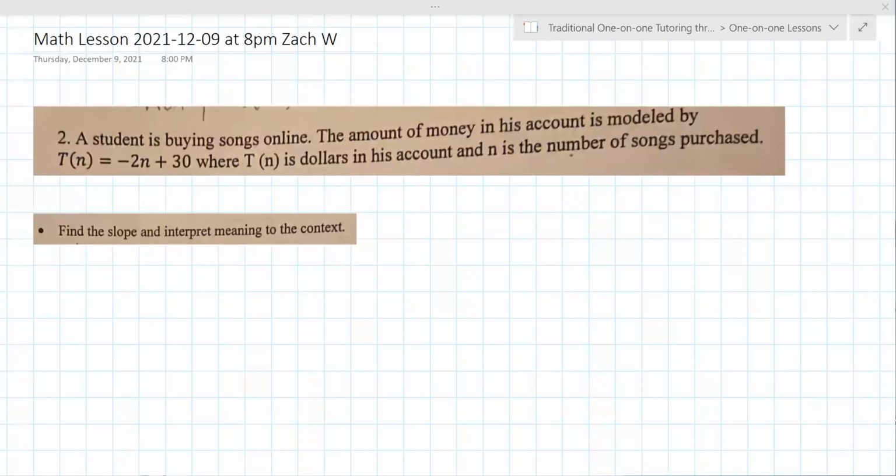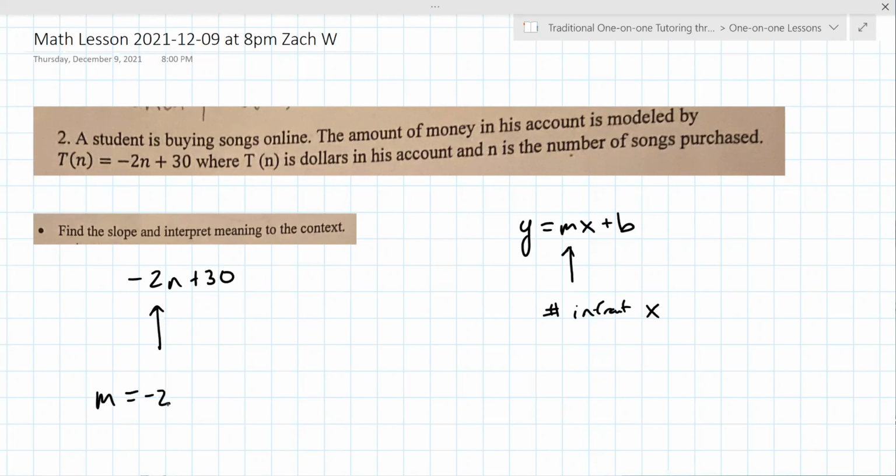You have your test or quiz, you're going to really get it. Find the slope and interpret meaning in the context. So the slope, when it's in this form, is the number in front of x, but there's no x here. There's a minus 2n plus 30. So what's the number in front of the variable? -2. So the slope is -2.